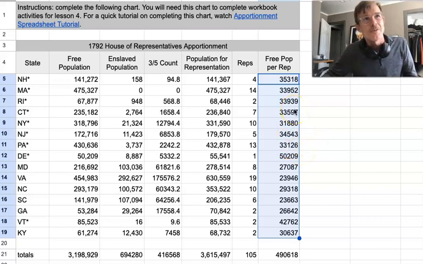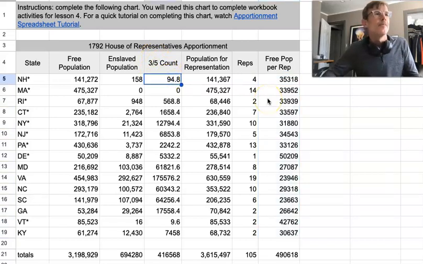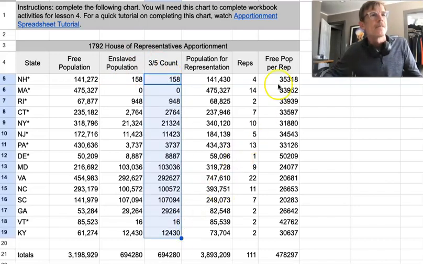Everything else you will be doing, if you wanted to see what would happen if you counted all of the enslaved population, then instead of multiplying by 0.6, you'd multiply by 1. You'd take that and drag down. Or vice versa, if you wanted to see what would happen if you didn't count any of the enslaved population, you'd multiply by 0. Take that and drag down.